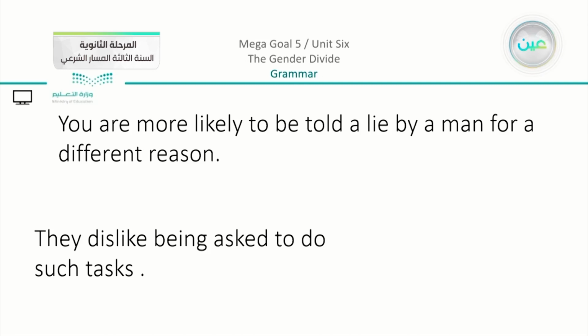One time it is like the infinitive. We have here to be told. And in the other example, be is like the gerund. There is an ing, being asked.